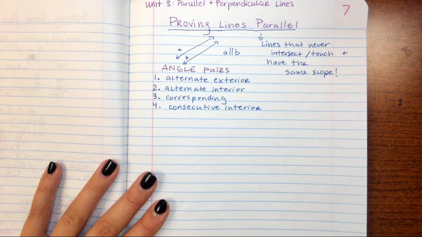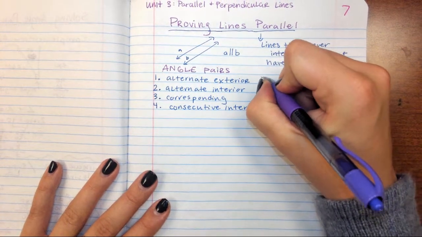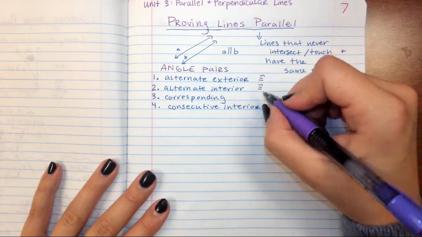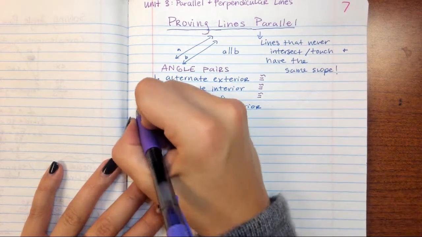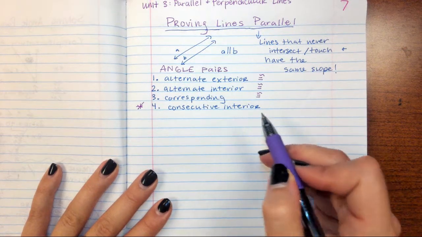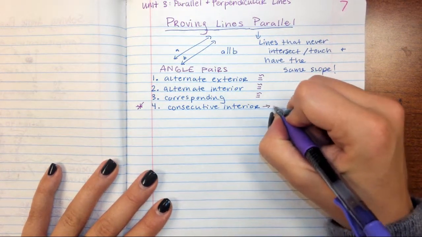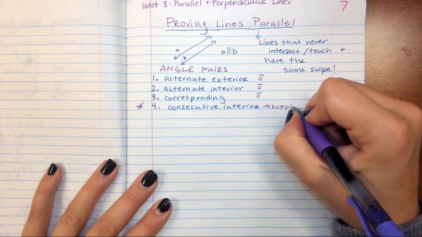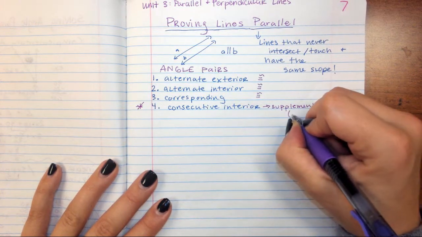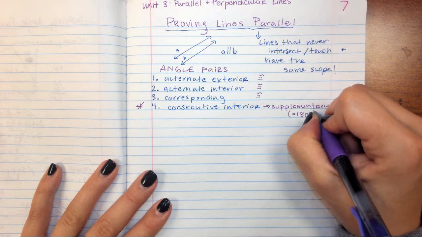So your alternate exterior angles are congruent. Your alternate interior angles are congruent. And your corresponding angles are congruent. The only type that is not congruent is consecutive interior. These are your special types. These are going to be supplementary, which, as we learned before, means adds up to 180 degrees.